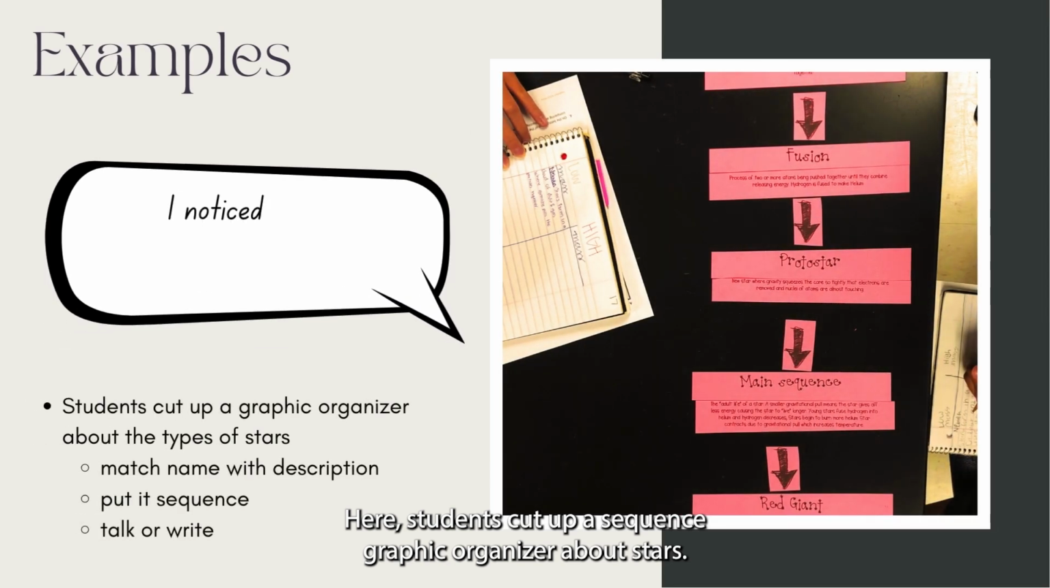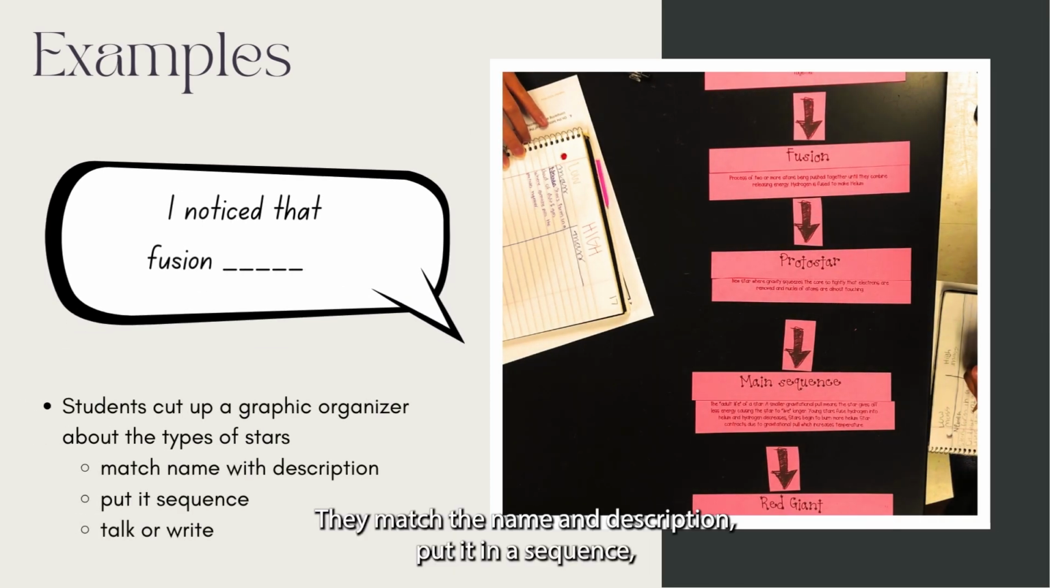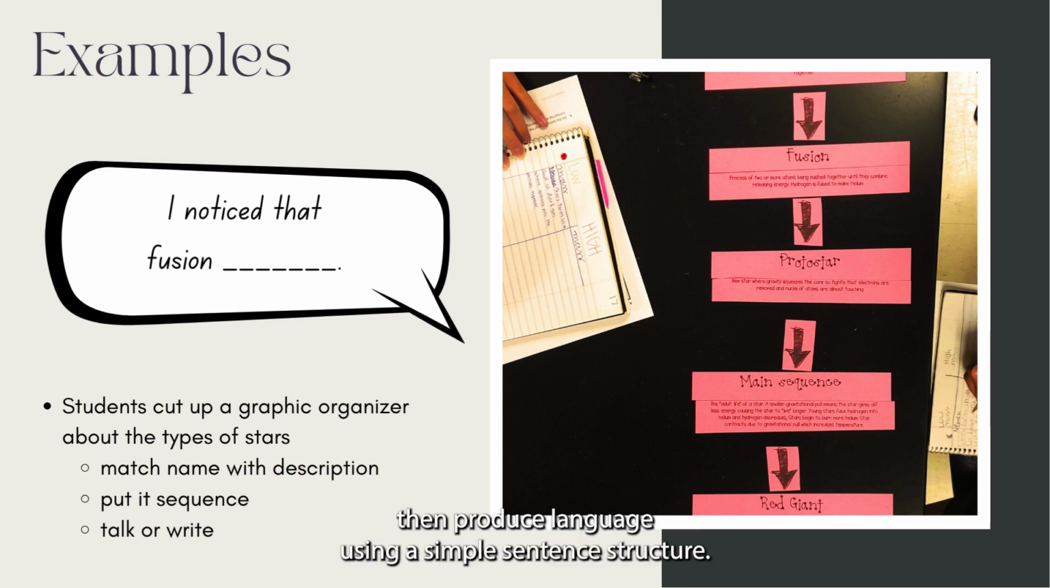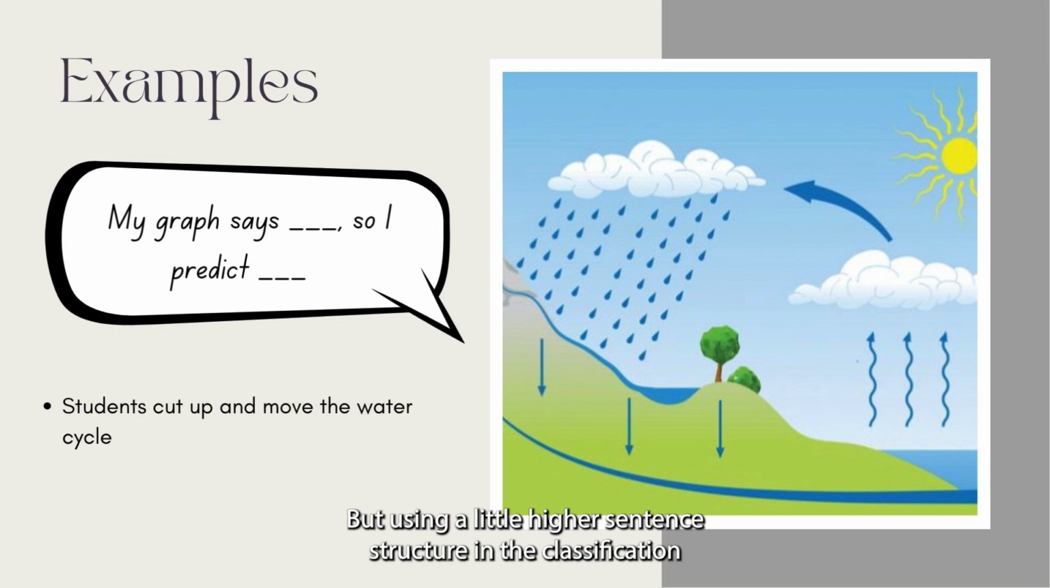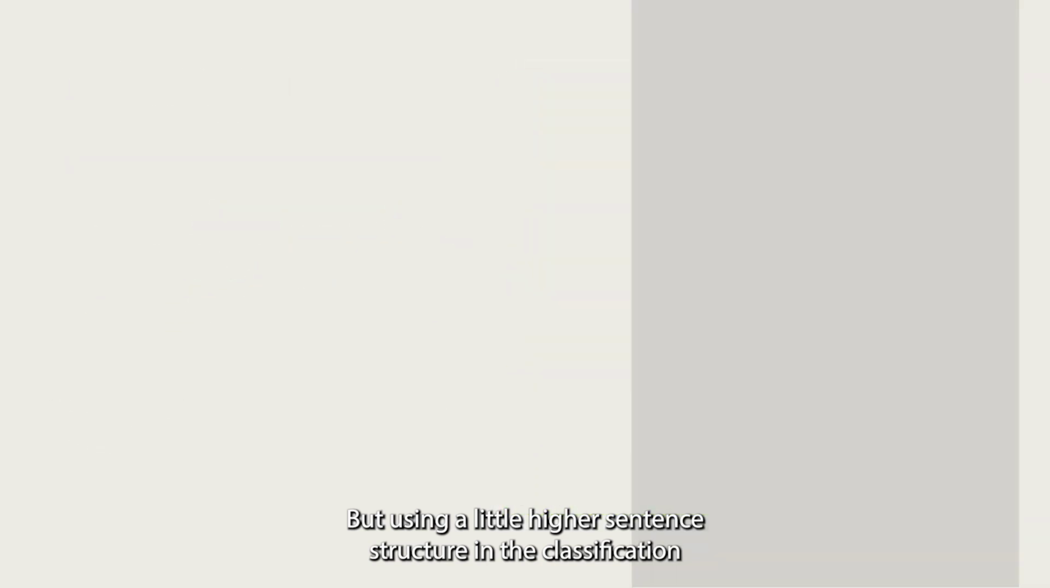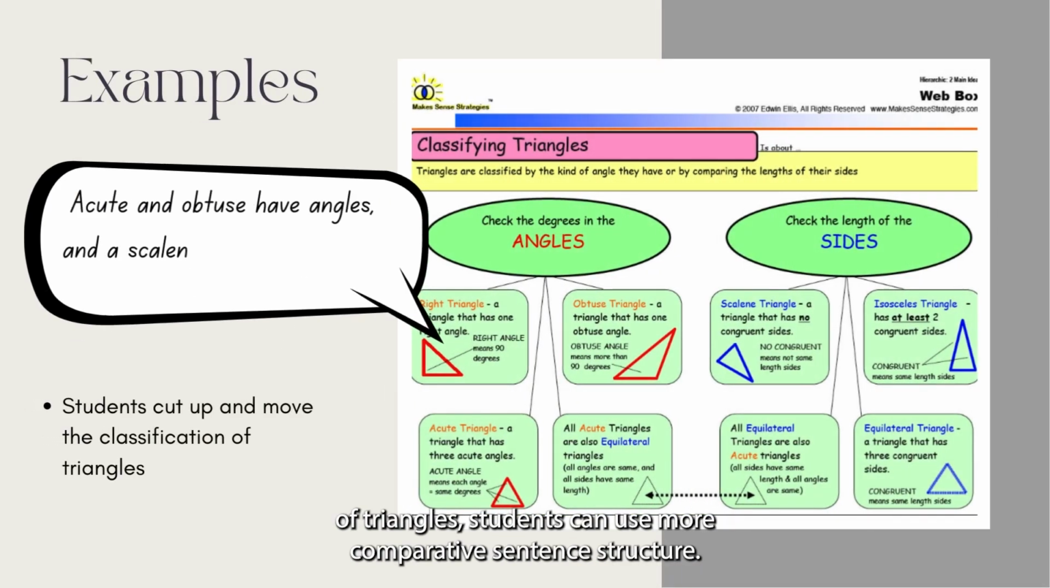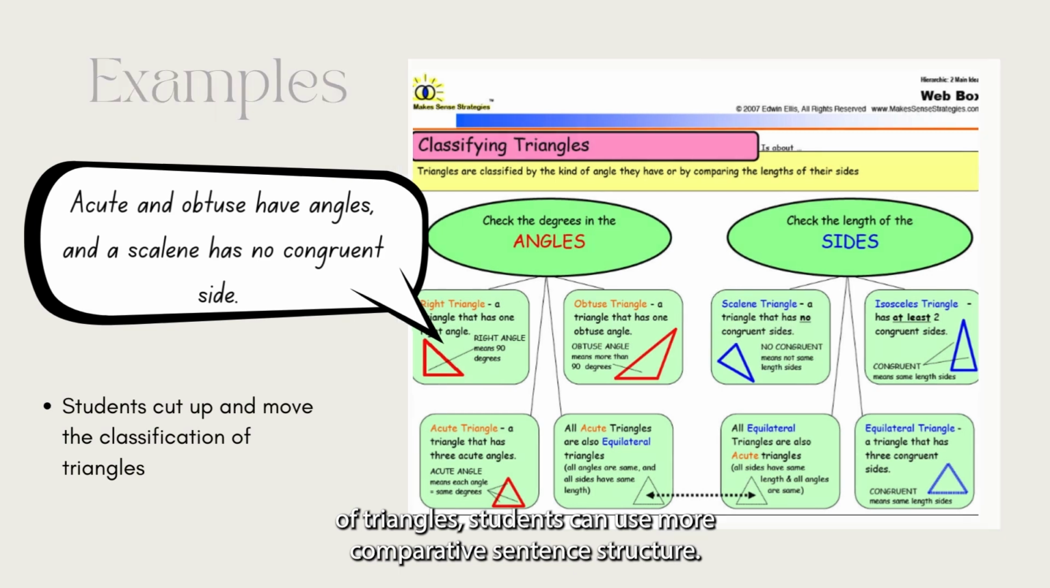Let's look at some examples. Here, students cut up a sequence graphic organizer about stars. They match the name and description, put it in a sequence, then produce language using a simple sentence structure. Here's the water cycle again, but using a little higher sentence structure. In the classification of triangles, students can use more comparative sentence structure.